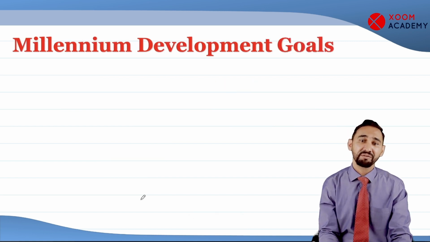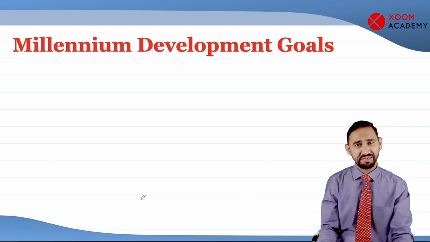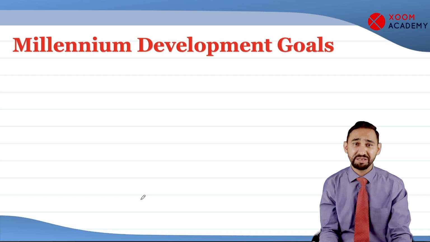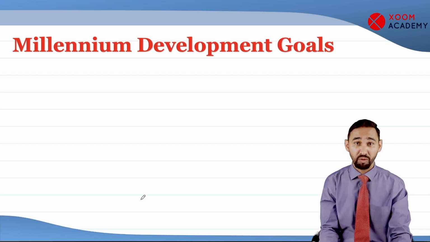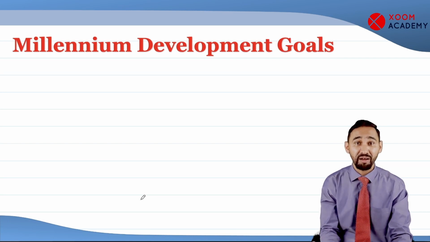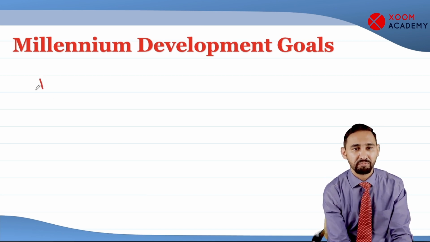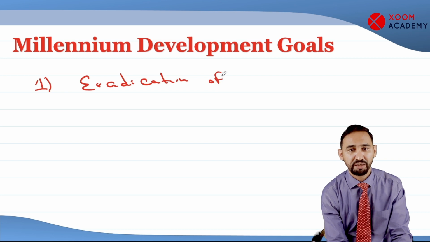Now we will discuss various Millennium Development Goals. WHO has set 8 Millennium Development Goals for developing countries. All the goals are meant to be met. What these goals are, why these goals are, what is the significance of these goals. We will discuss them one by one. What was the first goal? Eradication of extreme poverty and hunger.